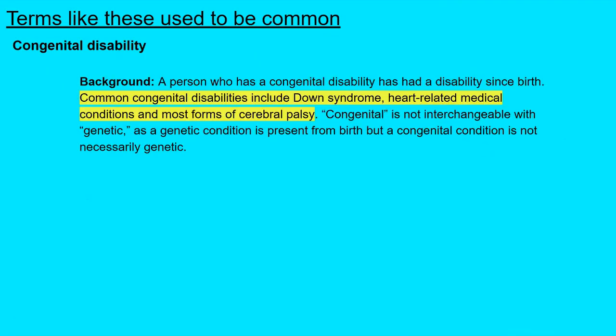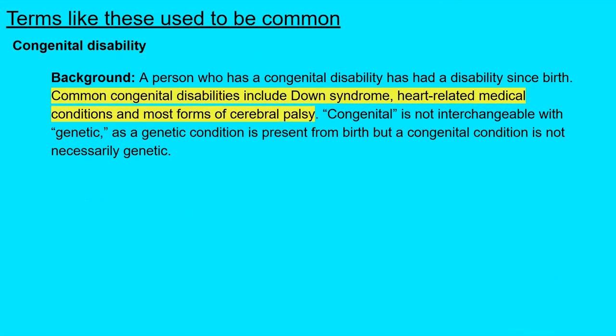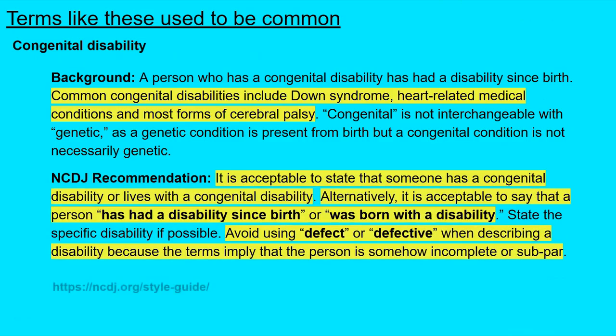Congenital disability. A person who has a congenital disability has had a disability since birth. Some of the more common ones include Down syndrome, heart-related medical conditions, and most forms of cerebral palsy. Congenital is not interchangeable with genetic, as a genetic condition is present from birth, but a congenital condition is not necessarily genetic. So it is acceptable to state that someone has a congenital disability or lives with a congenital disability. Alternatively, it is acceptable to say that a person has had a disability since birth or was born with a disability. Avoid using things like defect or defective when describing a disability because the terms imply that the person is somehow incomplete or subpar.